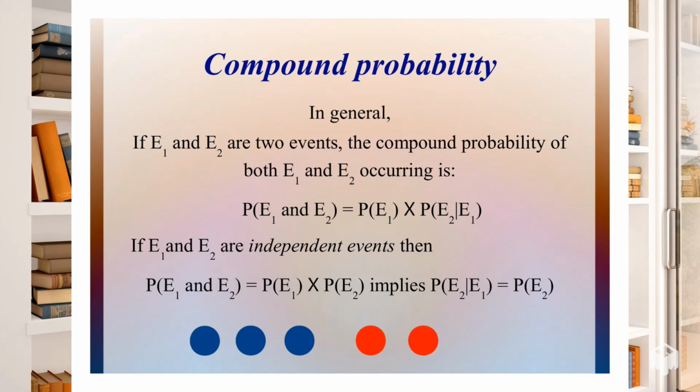But note, if E1 and E2 are independent events, then the probability of E1 and E2 is equal to the product of the probability of E1 and the probability of E2, which implies that the probability of E2 is equal to the probability of E2 given E1.